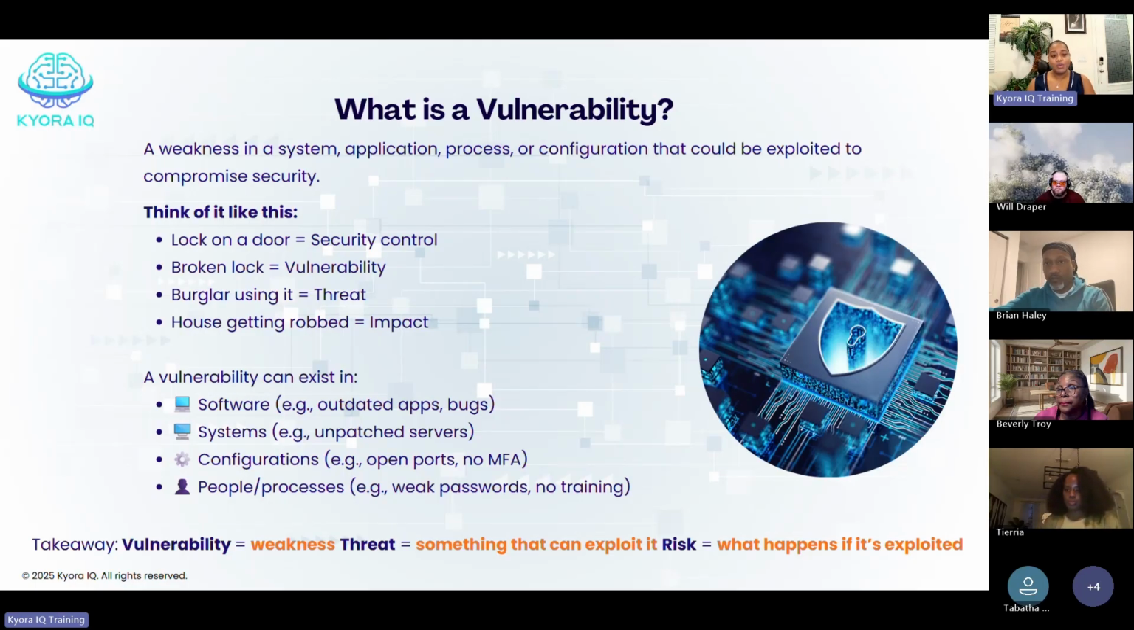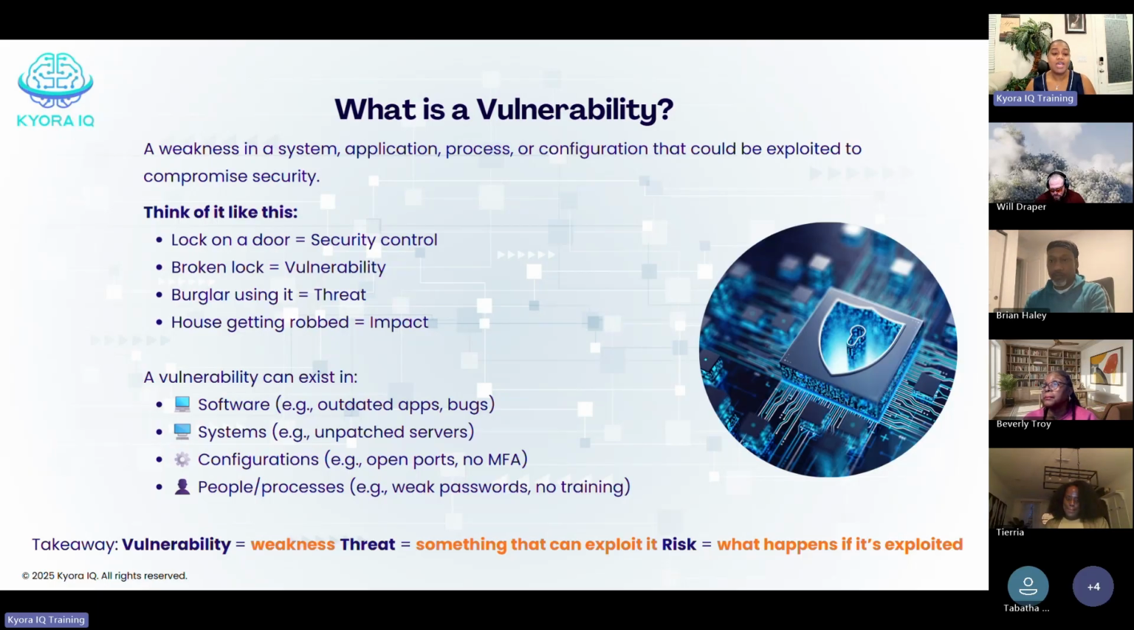For an easier way to think of it, a lock on a door is a security control, right? A broken lock would be a vulnerability. A burglar taking advantage of that broken lock would be a threat. A house getting robbed would be the impact, right? So we start with the door locked, but if it's broken and someone breaks into it, that is the impact of someone being able to take advantage of that broken lock.